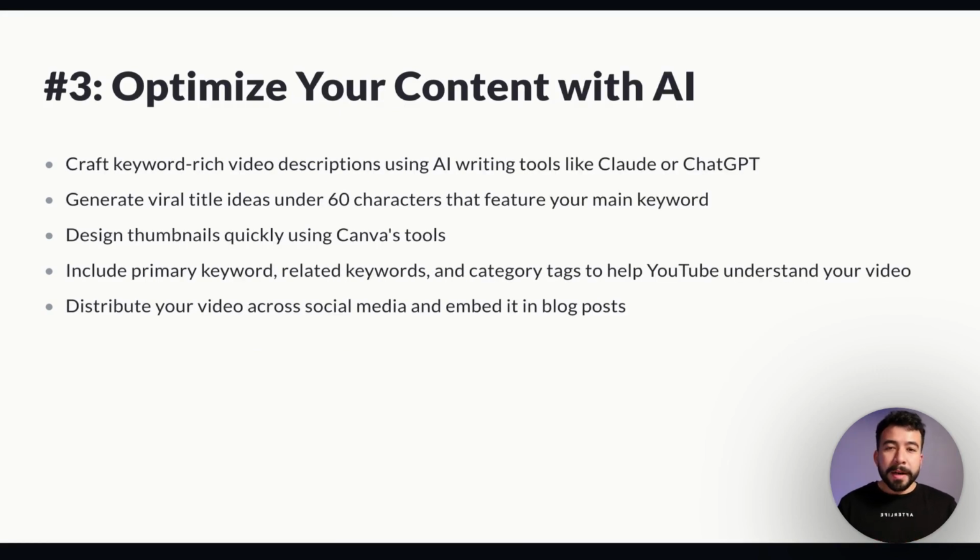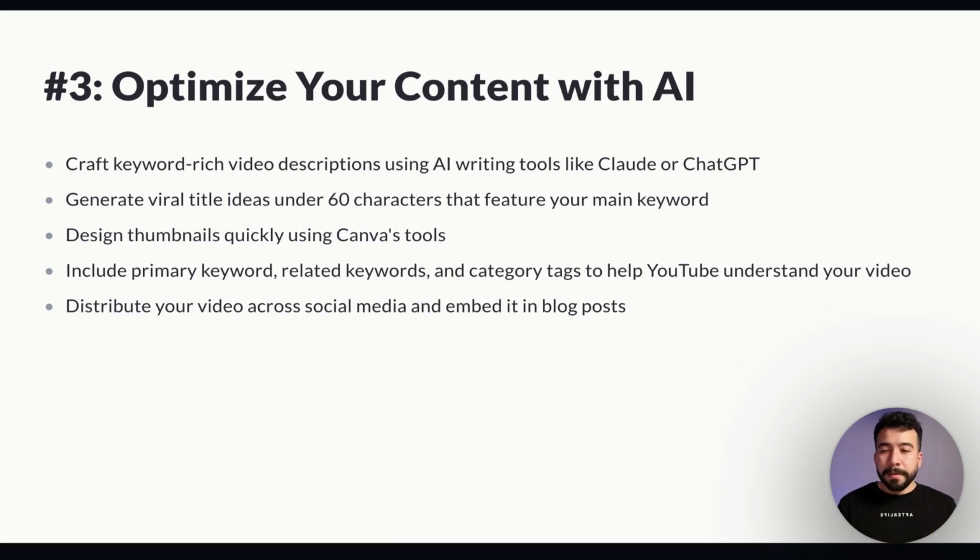Next, you want to optimize your content with AI. So you want to create keyword rich video descriptions using AI tools, and you can use free models such as Claude or even ChatGPT. Then once you've done that, you want to generate a viral title idea that is less than 60 characters and features your main keyword or the topic that you are talking about.